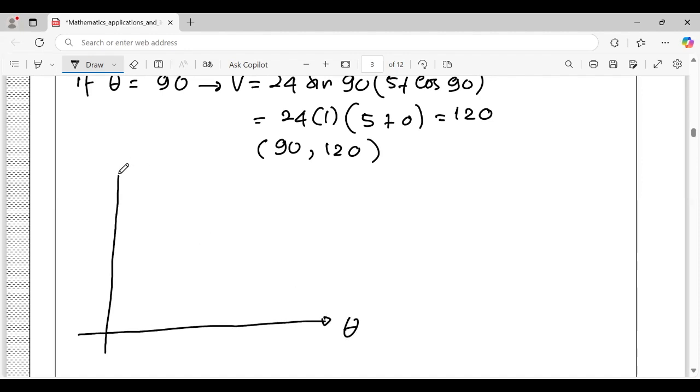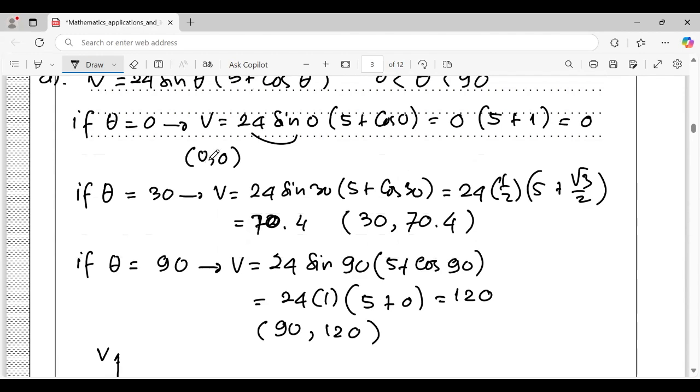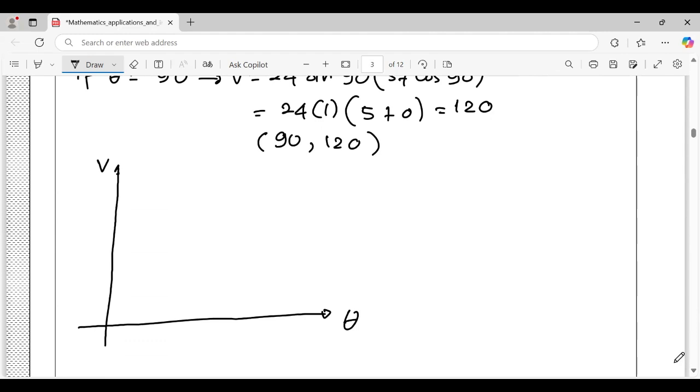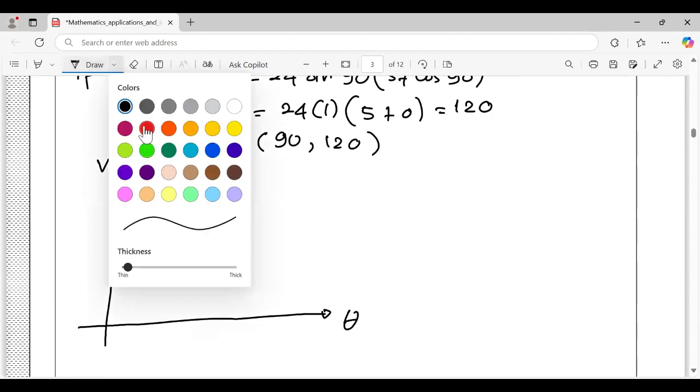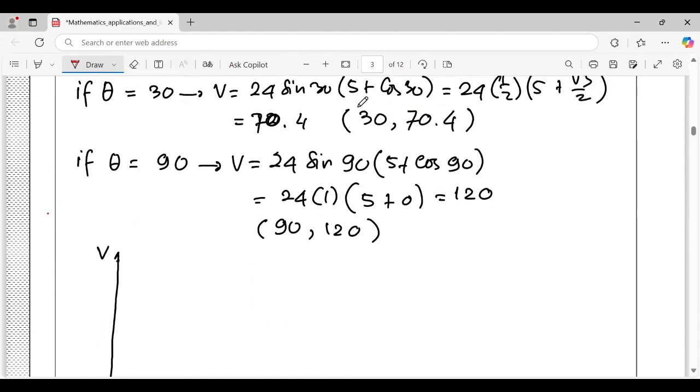This is theta, and this is volume. The axis for volume and axis for theta. If theta equals 0, the coordinate point is 0, 0, the origin. So we are going to start from the origin. I'm going to change to different colors. So origin here, and the second coordinate point, 30, 70.4.